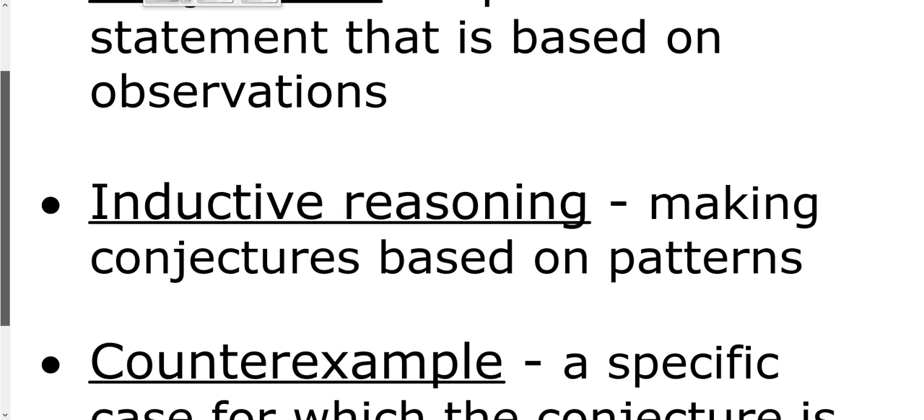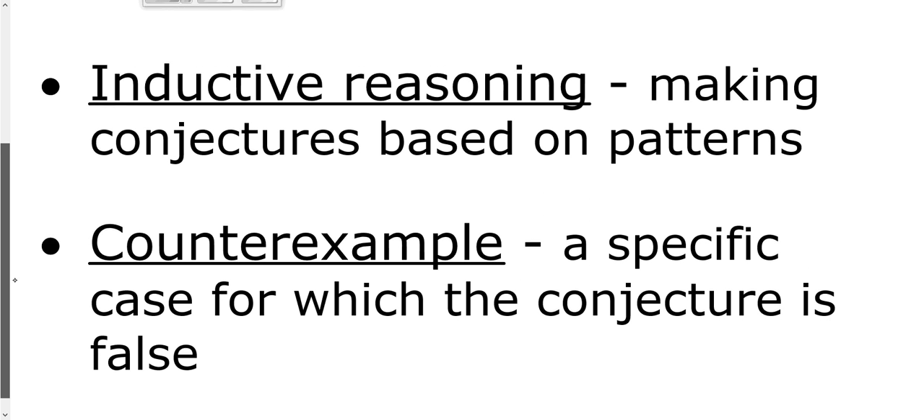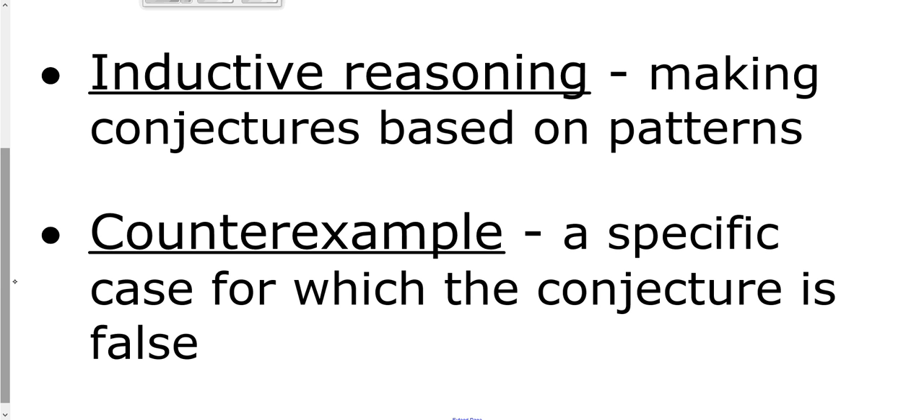And then the other term we're going to be looking at is called a counterexample. That is a specific case for which the conjecture is false. So whenever a conjecture is proven false or shown false, we can see that is a counterexample.